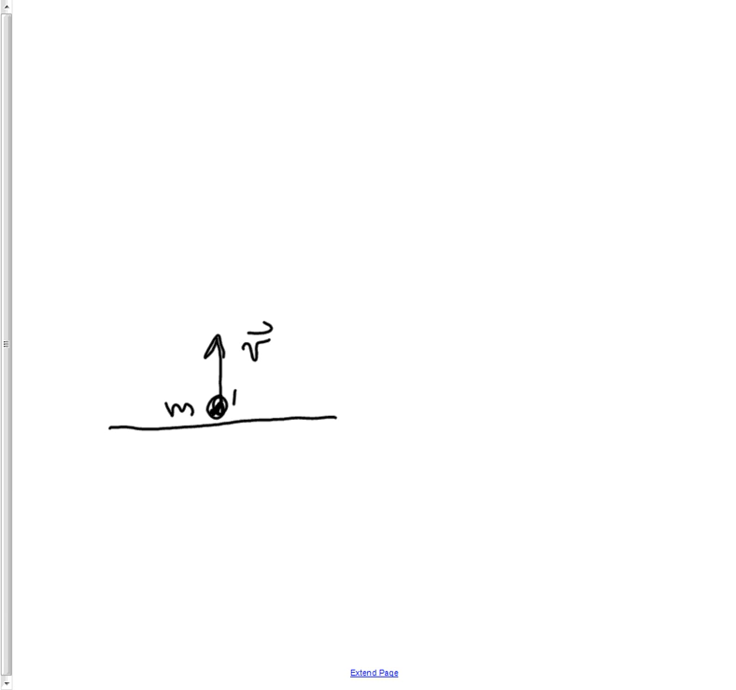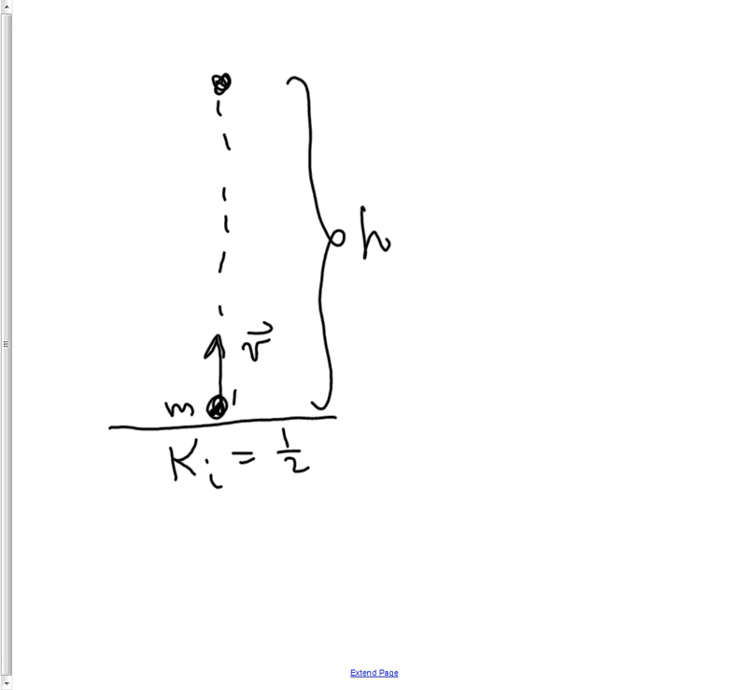We all know what it's going to do. If I throw it straight up, it's going to go up until it gets to some height h, and then it's going to fall back down. And I want to know how high it goes. Okay, what is h? Well, what I'm going to say is the initial value of the kinetic energy is equal to 1/2 mv squared. And the final value of the kinetic energy is 0.